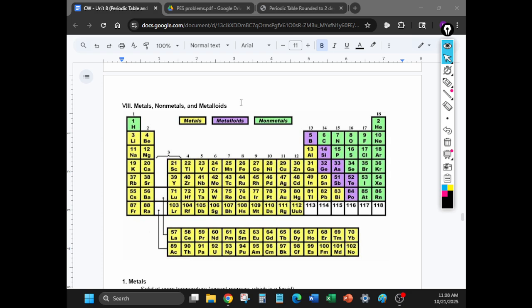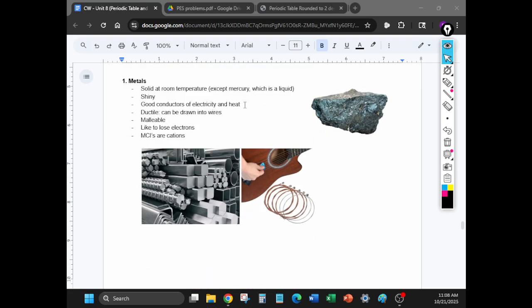All right, let's talk about some of the properties of metals, nonmetals, and metalloids. I'm not going to go through all of these. This is in your reading that everybody I know is keeping up with. The key thing to remember, though, are these 2 right here. Metals want to lose electrons and become cations. So metals are pretty much all the time going to become cations.